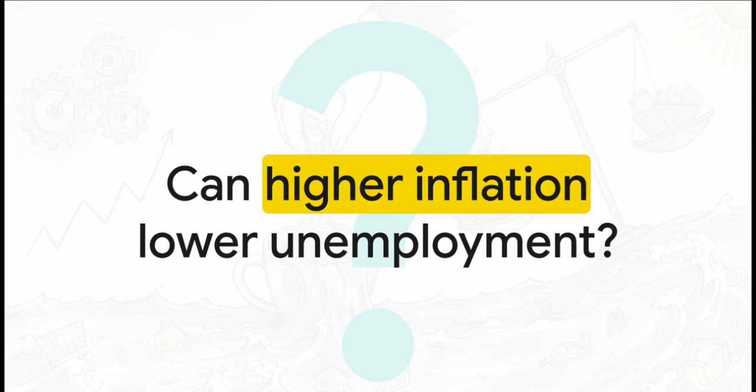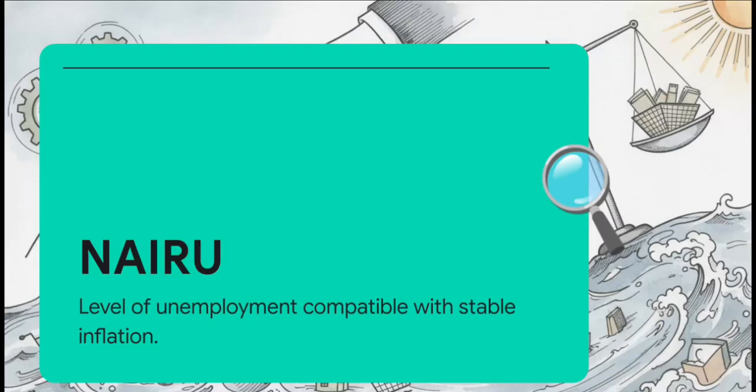But Friedman, looking strictly at the mechanics of money, argued this trade-off was a total illusion. He, along with economist Edmund Phelps, introduced the concept of potential output, and NIRU.